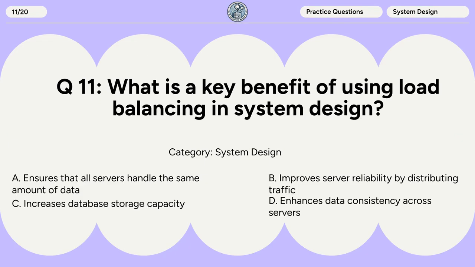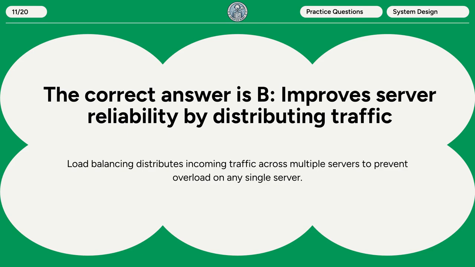Question 11. What is a key benefit of using load balancing in system design? A. Ensures that all servers handle the same amount of data. B. Improves server reliability by distributing traffic. C. Increases database storage capacity. D. Enhances data consistency across servers. The correct answer is B. Improves server reliability by distributing traffic. Load balancing distributes incoming traffic across multiple servers to prevent overload on any single server.